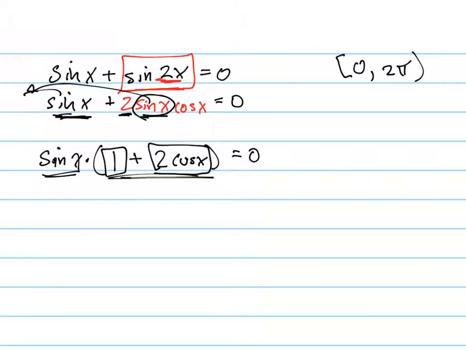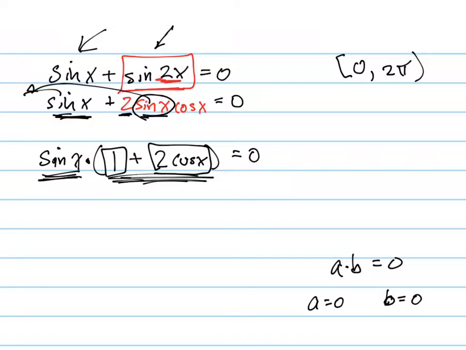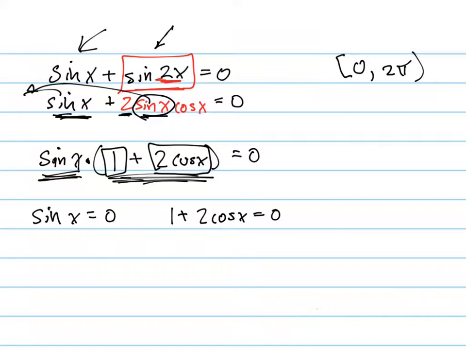Okay, now that I've done that, I'm going to use the zero product property, because if something times something else equals 0, what's the only way you can make something times something else equals 0? A equals 0, B equals 0. Either A has to be 0 or B has to be 0, and it doesn't matter what the other one is. If one of them is 0, then the product is 0. That's the power of factoring. If I have 2 factors set equal to 0, then I can say either sine x has to be 0 or 1 plus 2 cosine x has to be 0. And that's the zero product property, algebra 1.